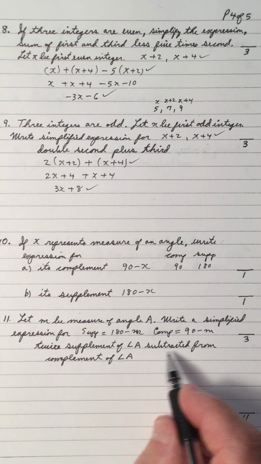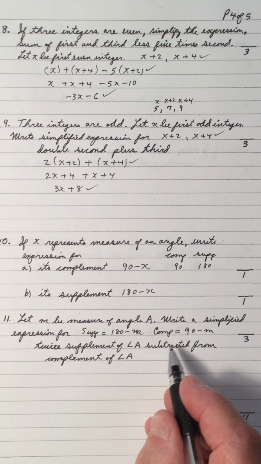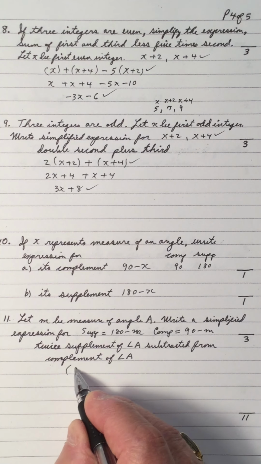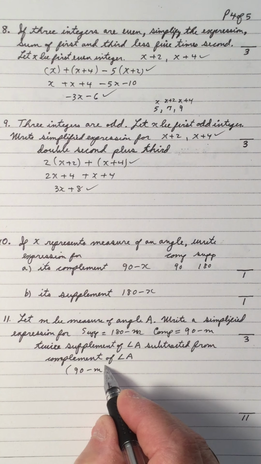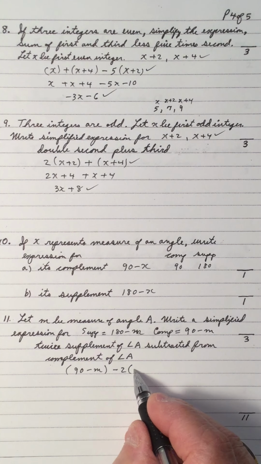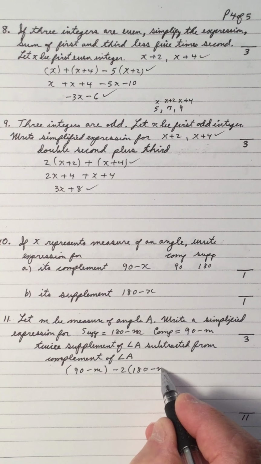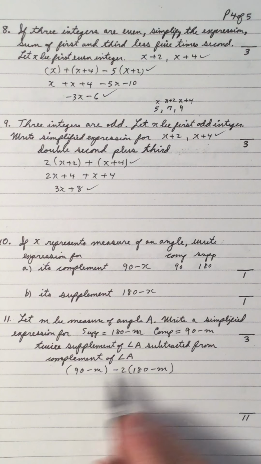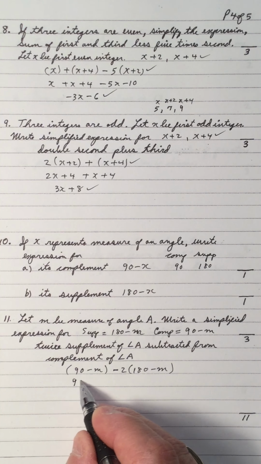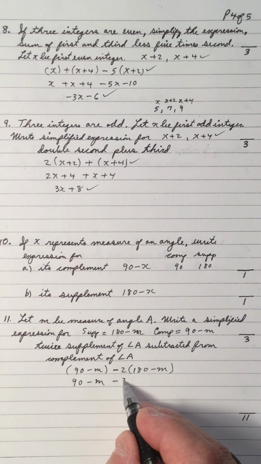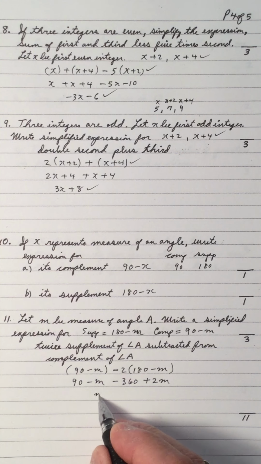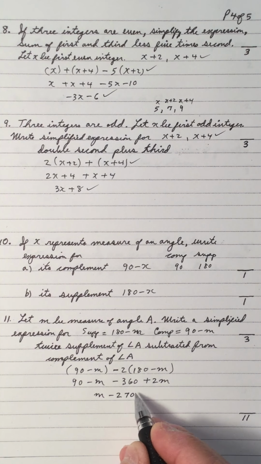So twice the supplement subtracted from the complement. Subtracted from, we've got to reverse the order. So the complement is 90 minus M, and twice the supplement is subtracted from the complement. Just be careful. So you put the complement first, and you're subtracting twice the supplement. Simplify that as 90 minus M minus 360 plus 2M. Add up the M's, you get M minus 270 degrees.